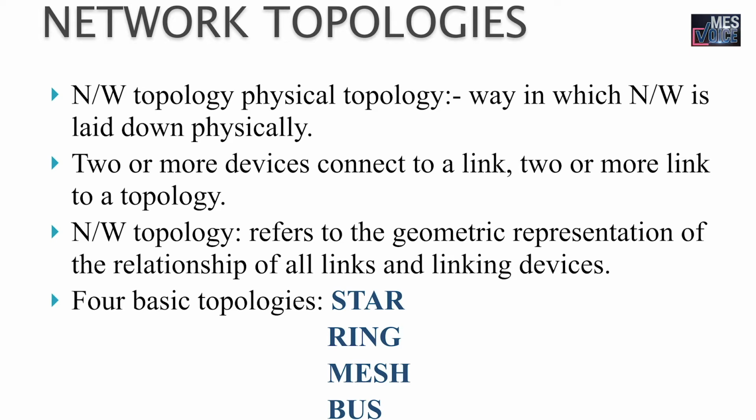Network topologies. A network topology or physical topology is the way in which a network is laid down physically. Two or more devices connect to a link. Two or more links will be connected to a topology. A network topology refers to the geometric representation of the relationship of all the links and the linking devices. Four basic topologies available to establish a computer network are star topology, ring topology, mesh topology, and bus topology.